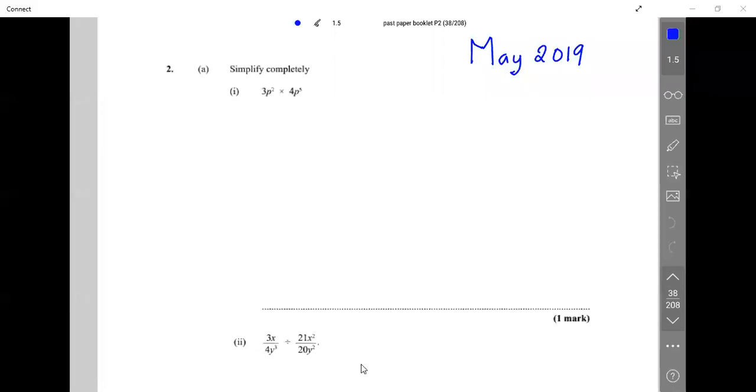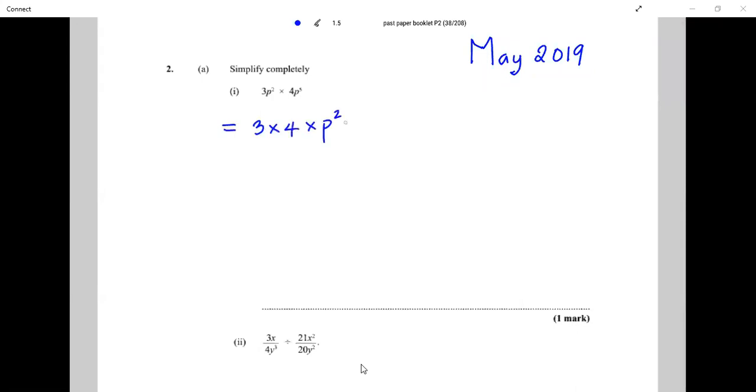All right, so this is May 2019, question number 2. And question number 2A says simplify completely. And we have (i) 3p squared multiplied by 4p to the fifth power. So this is how I would work this. I would say that this is 3 times 4 multiplied by p squared multiplied by p to the fifth power.